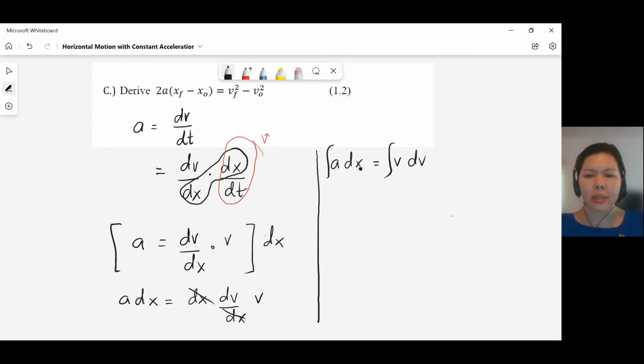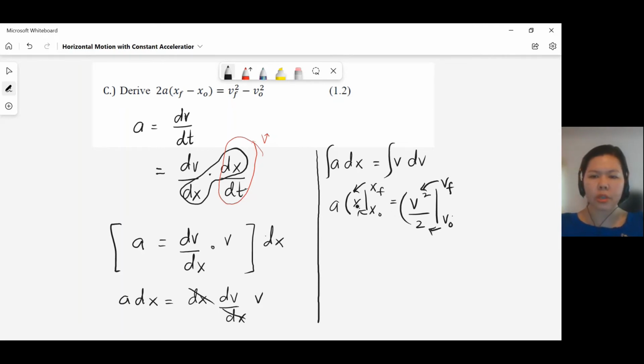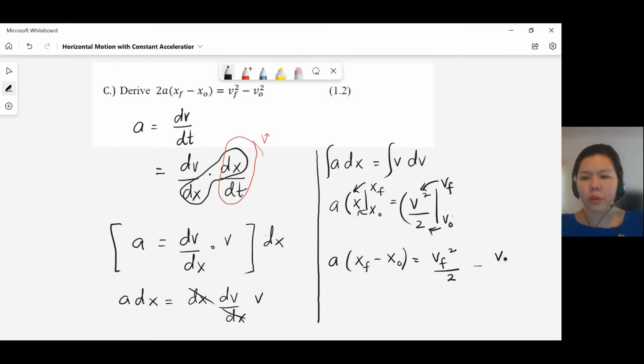On the left, we have a dx, leaving a constant, so we just integrate the integral of dx. On the right, we have v dv. The integral of dx is just x, with limits x naught to x final. On the right, the integral of v dv is v squared over 2, with v naught to v final as the limits. Just like before, we simplify this by substituting upper limit minus lower limit on both sides of the equation. On the left side we have a times xf, upper limit, minus lower limit. On the right side, we have vf squared, upper limit first, over 2 minus the lower limit, v naught squared over 2.